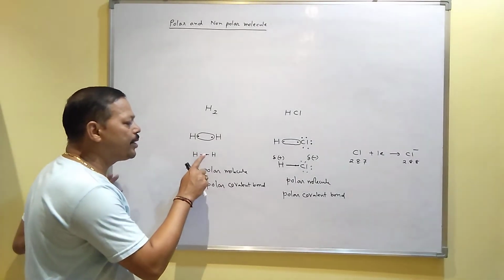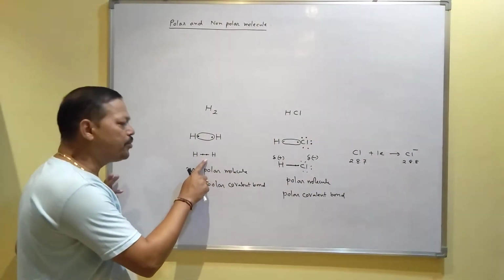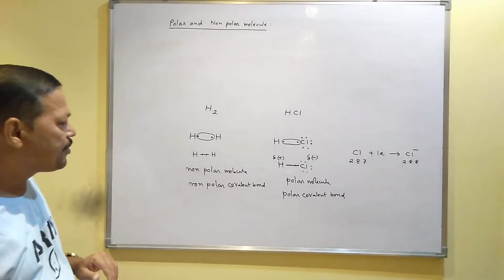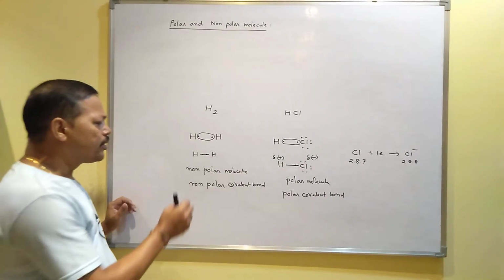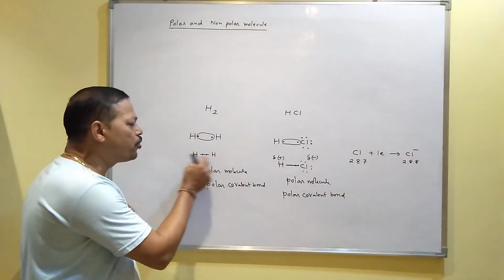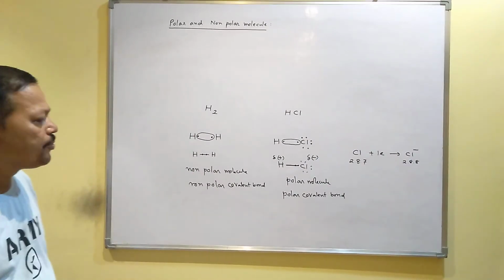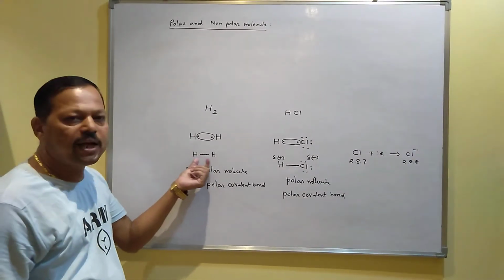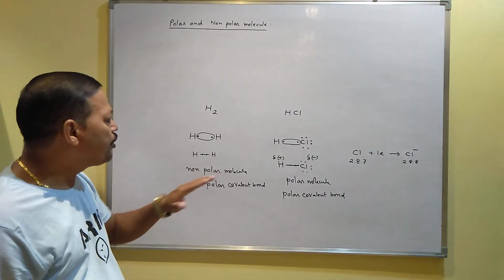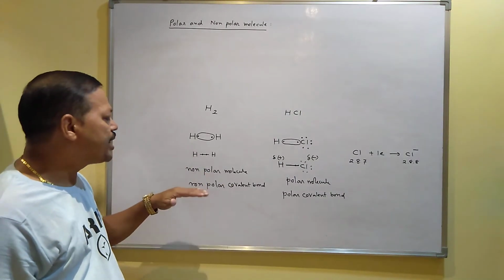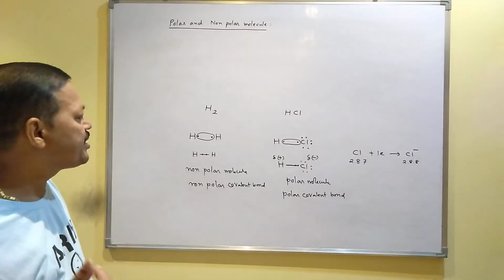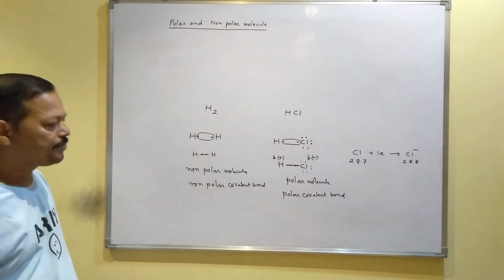When a covalent bond is formed between two similar electronegative atoms, then the shared pair of electrons is equally attracted by both the atoms, and so it cannot create any positive and negative pole. This type of molecule is called a non-polar molecule, and the bond is said to be a non-polar covalent bond. For example, the hydrogen molecule is one example of a non-polar molecule.